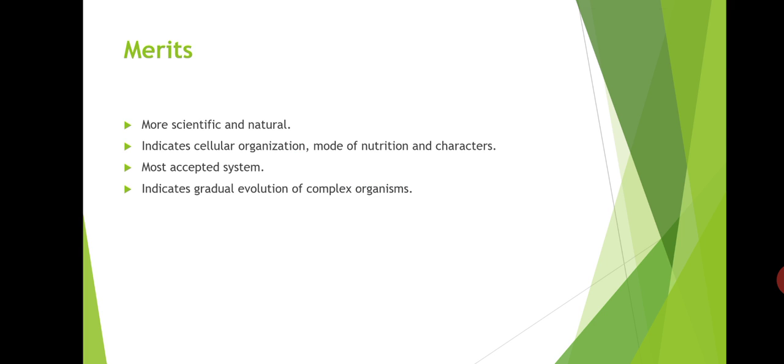And then what are the merits of this five kingdom classification? First, it is more scientific and natural. It is one of the scientific methods, and it can also be classified naturally, based on characters such as cellular organization and mode of nutrition. In such a way, by the natural way itself, we can classify by this method. It is also the most accepted system, accepted by everyone, and it indicates gradual evolution of complex organisms.